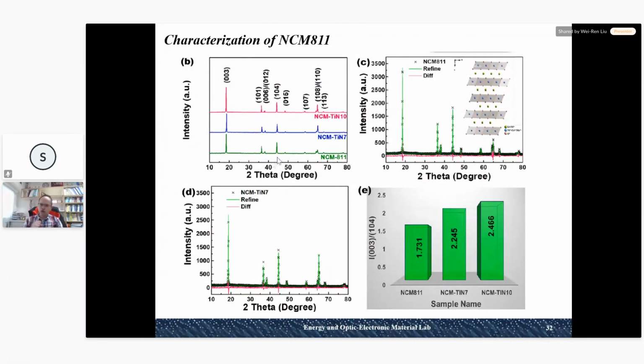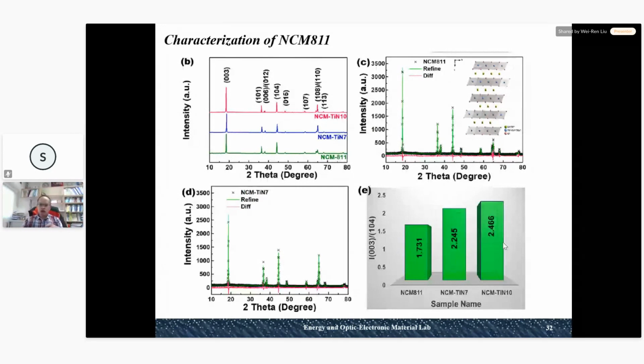In order to further identify the critical structural change, we use Rietveld refinement to calculate the 003 to 104 intensity ratio. The intensity ratio indicates the cation mixing. So the larger the ratio, the less cation mixing. Cation mixing means that the nickel 2+ very easily occupies the lithium plus site.